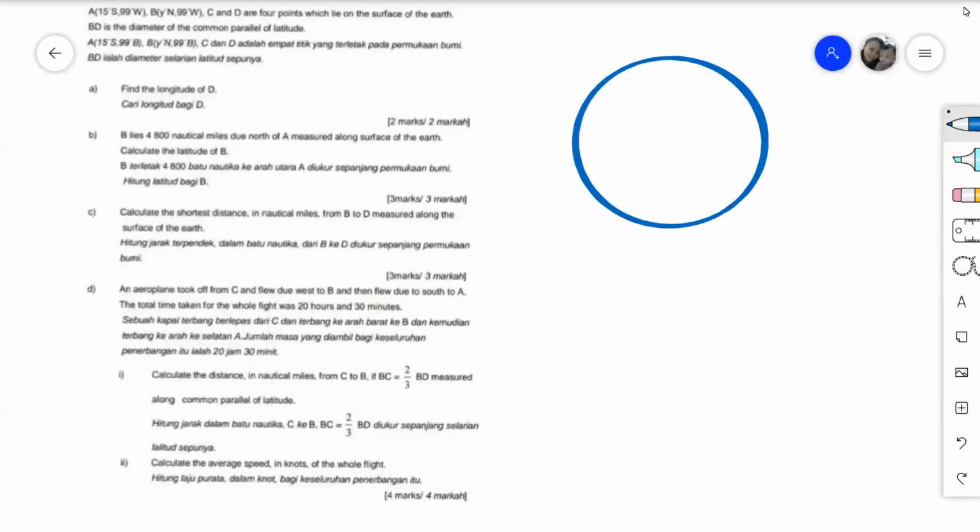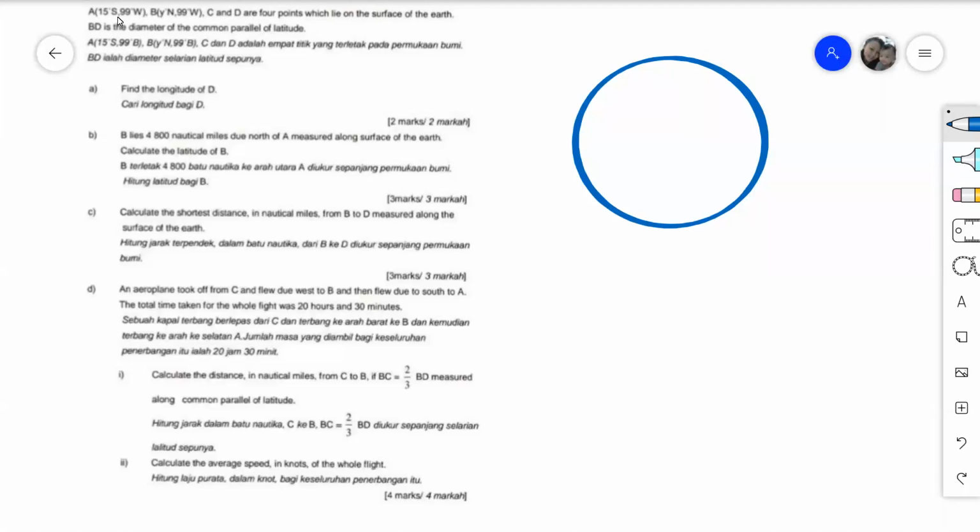Hi everyone. In this video clip, I'm going to show you how to solve the Earth as a sphere question. Now, in order for us to solve the Earth as a sphere question, we really must know how to illustrate our Earth and put in all the information given by the question. Now, look at this. We have 4 points in the question. Okay, we have A, B, C, and D.